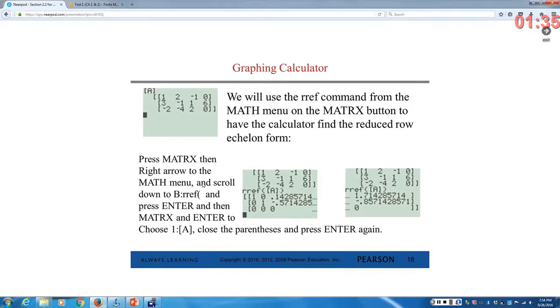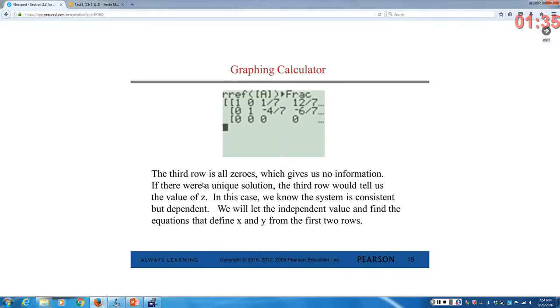And this is just the conclusion of the instructions on that last one. So the third row is all zeros, and that gives us no information. If there were a unique solution, the third row would tell us the value of z, but it doesn't, so we know the system is consistent but dependent. And we'll let the independent value be x, and then find the equations to define x and y in the first two rows.